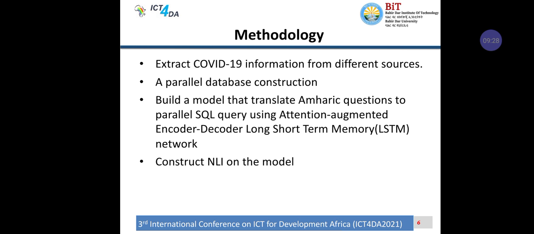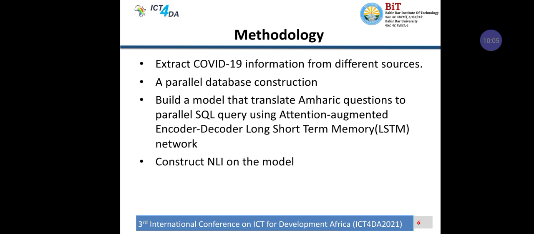an NLI system for COVID-19 information. So, as just a pipeline of methodology, initially we extracted COVID-19 related information from various relevant sources, as I mentioned earlier, such as WHO and Johns Hopkins University.